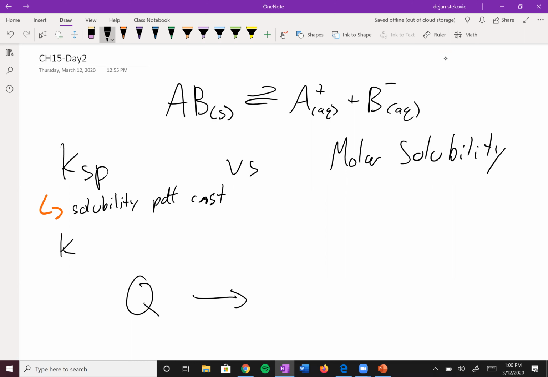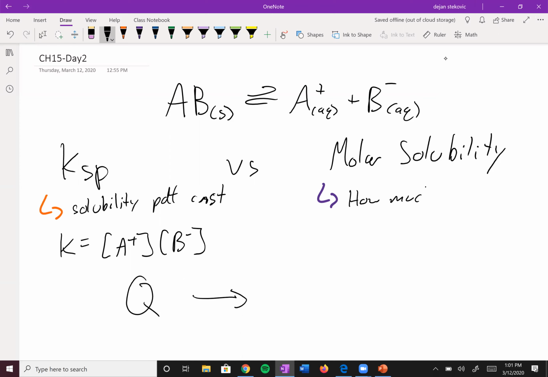But the value of K here, in our example of AB solid dissolving into A plus and B minus, what would the value of K be here? K equals what? Right, products over reactants. In this case, the products are A plus and B minus. And then do we put the reactants on the bottom? No, because they're solid and we ignore solids, right? So it does have to do with how much stuff got dissolved, but it's not the exact same as molar solubility. Molar solubility, on the other hand, is how much stuff got dissolved. So in this case it is how many moles of AB got dissolved in 1 liter of solvent.